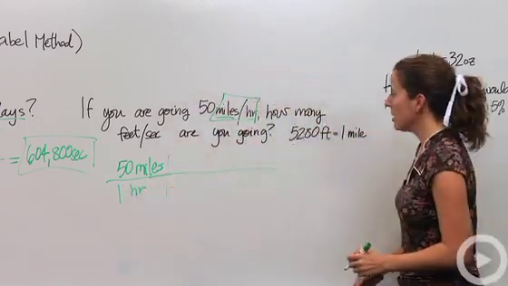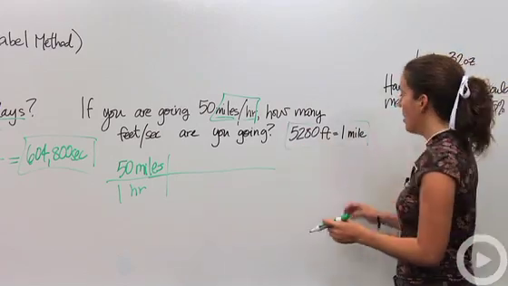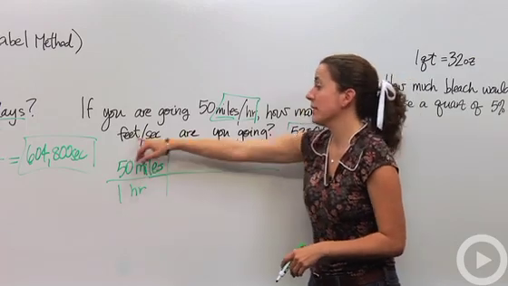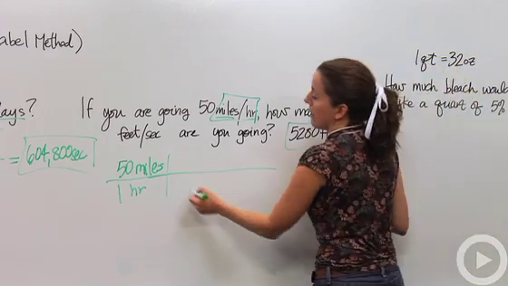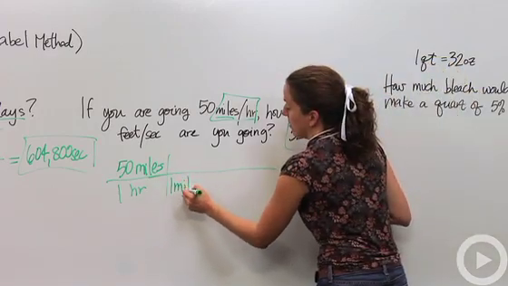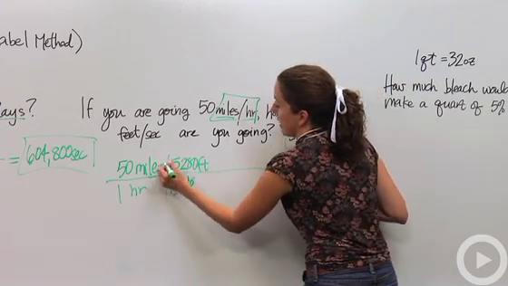Okay, so here's a conversion that might be helpful for us to continue this problem. The first thing I'm going to do is change the miles to feet. I know that 5,280 feet equal 1 mile. So I want to put the mile on the bottom because I want to cross these out. So I have 1 mile equals 5,280 feet, and cross the miles out.